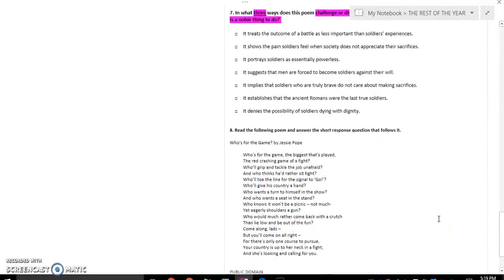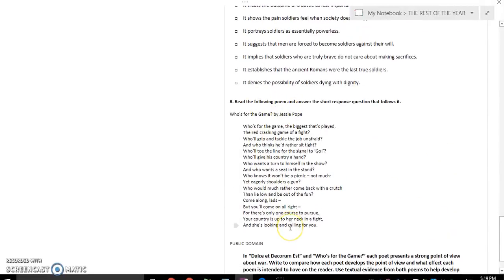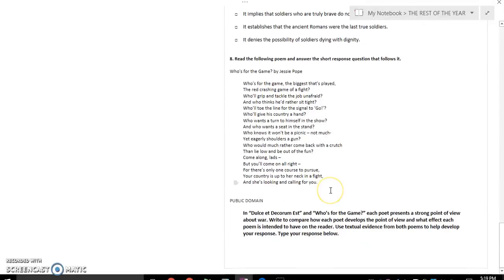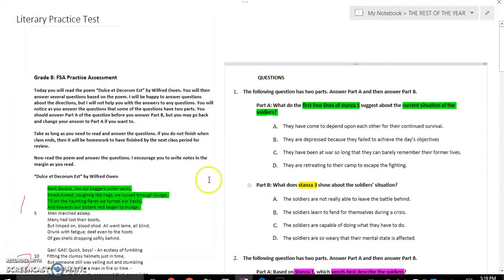Interesting. Okay. And then we have another short poem. So we have read the following poem and answer the short response question that follows it. In Dulce et Decorum Est, so that's the first poem, the main poem, and Who's for the Game. Each poet presents a strong point of view about war. Write to compare how each poet develops a point of view and what effect each poem is intended to have on the reader. And this one is telling us to use text evidence from both poems. Okay, so let's go ahead and read the poem.